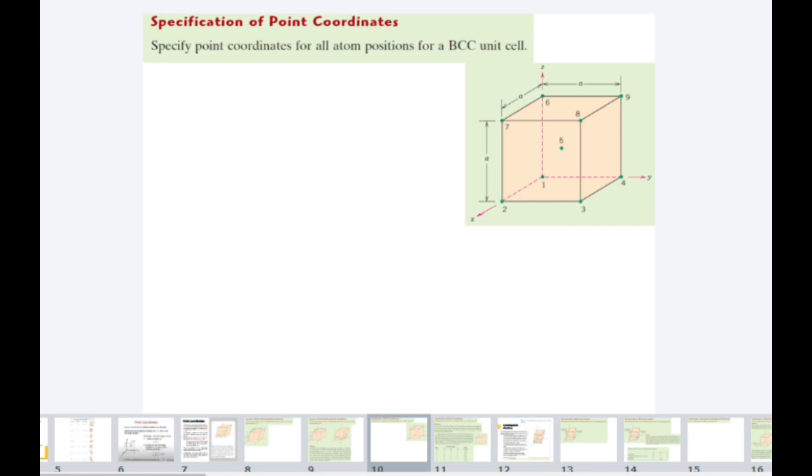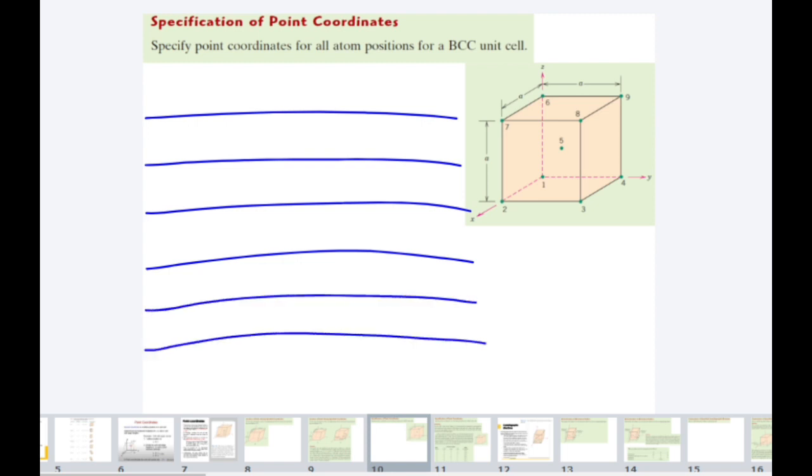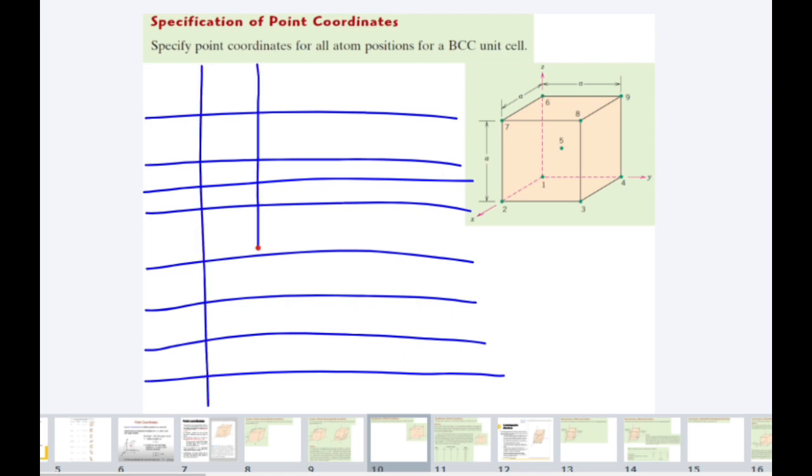So here we have specified the point coordinates for all atoms for a BCC unit cell. Now in the BCC unit cell, we have different atoms, right? So 9 atoms are there. Not 9 complete atoms, but 9 some of the parts of the atom. But in the reduced hard sphere, we show that there are 9 atoms, right? 9 points. So for 9 points, we want to show the location. So let me make a table. And we have 9, so 1, 2, 3, 4, 5, 6, 7, 8, and here is 9.